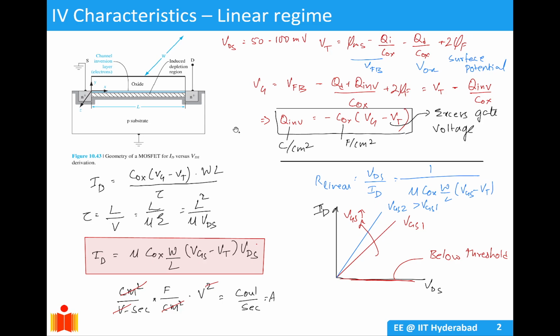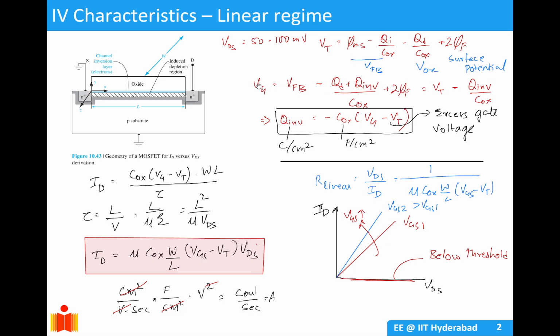Next we will talk about IV characteristics in the linear regime. So we are talking about very small VDs, that is 50 to 100 millivolts. Now VT we can calculate as VFB, that is Qms minus Qi by Cox, minus Qd by Cox plus 2 phi f. This is how VT is calculated.